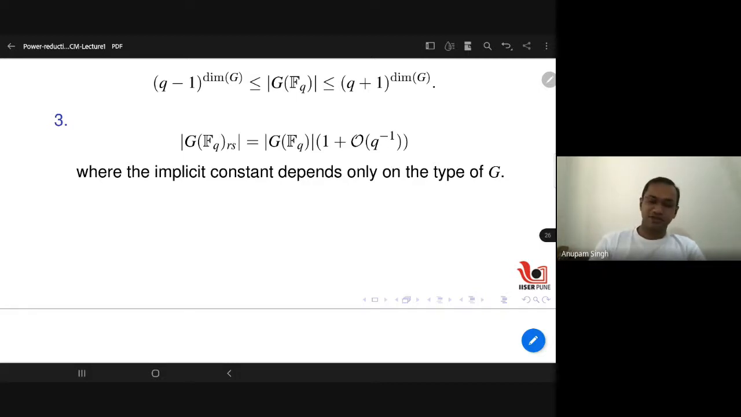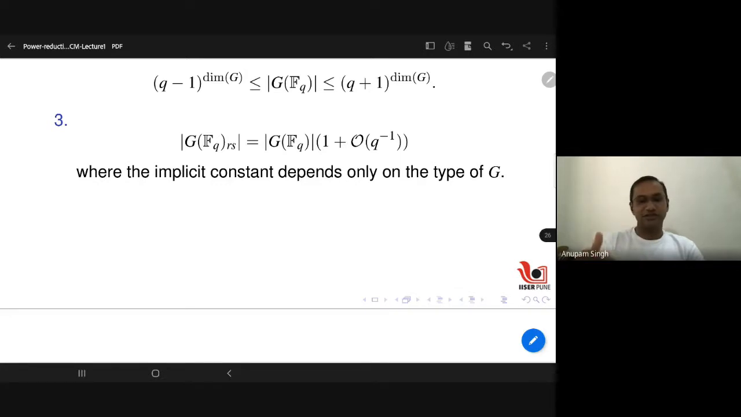So this result says that G(F_q)^RS is almost the size of G(F_q). It is 1 plus O(q inverse), q inverse meaning 1 by q. So it is of order 1 plus 1 by q, and maybe some lower order terms like 1 by q squared or 1 by q cubed. So if you take q tending to infinity, G(F_q)^RS is basically just G(F_q). If you take q very large, that order q inverse will not contribute, so the probability of finding a regular semisimple element is 1.